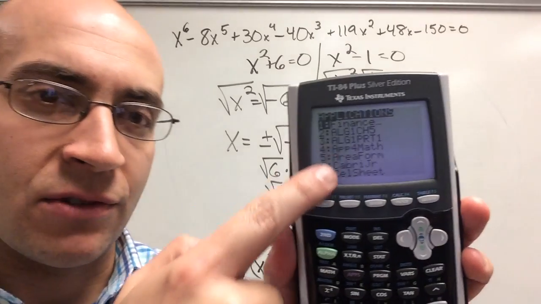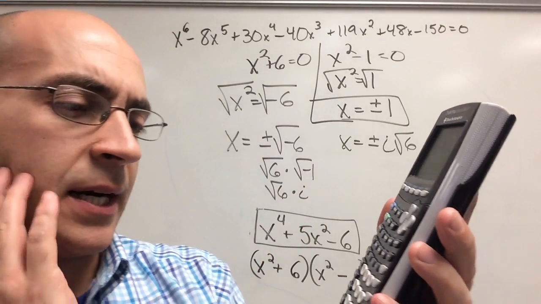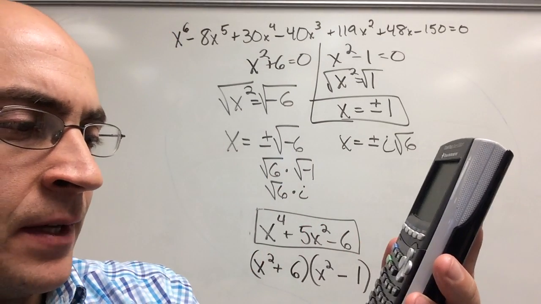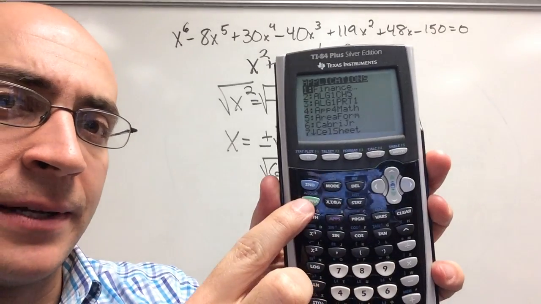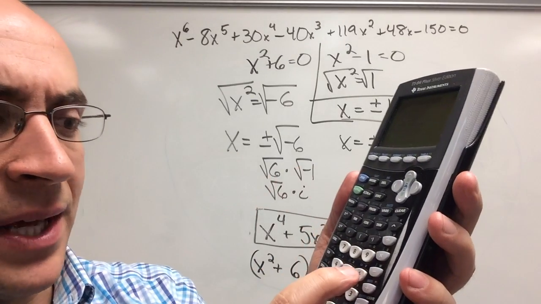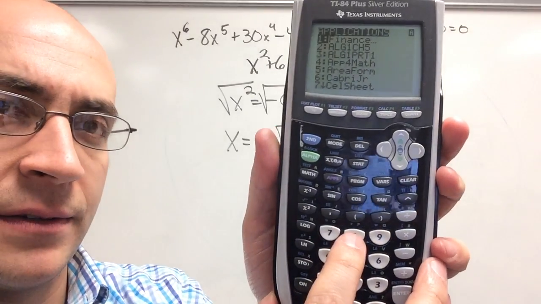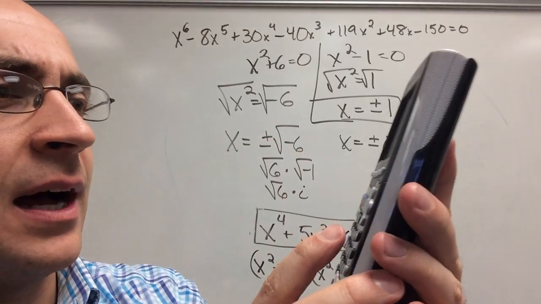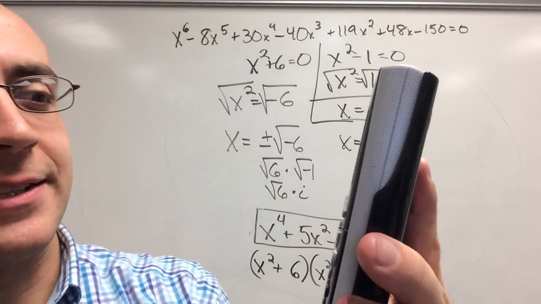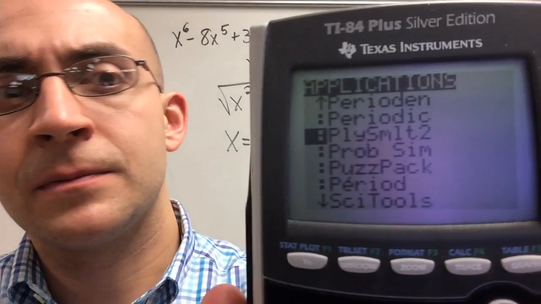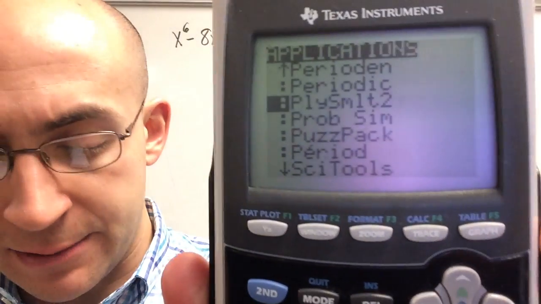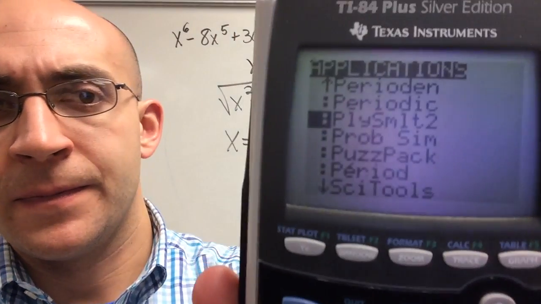Now, there's a whole bunch of things here. What I want to do is scroll down to where the P's start. So to do that, I'm going to hit alpha, the green button, and go to P, and P is actually the 8. Now, I want to find Poly Simulator 2. It's Polynomial Simulator. It's going to give us exactly what we need. I'm going to hit Enter.